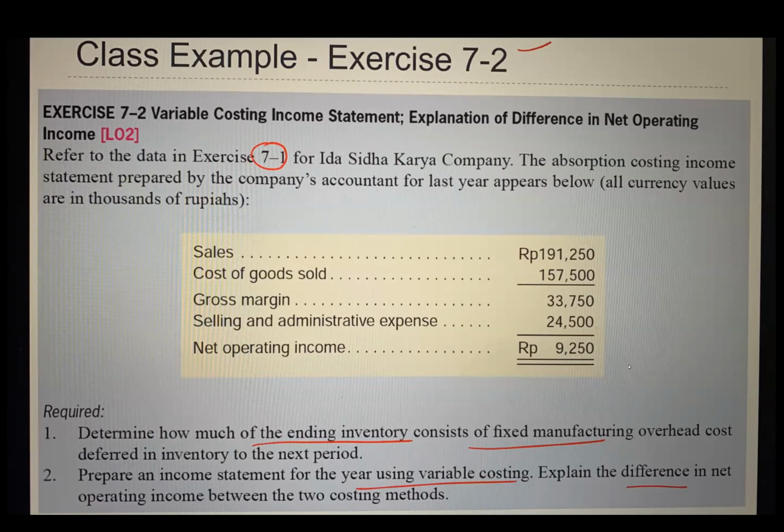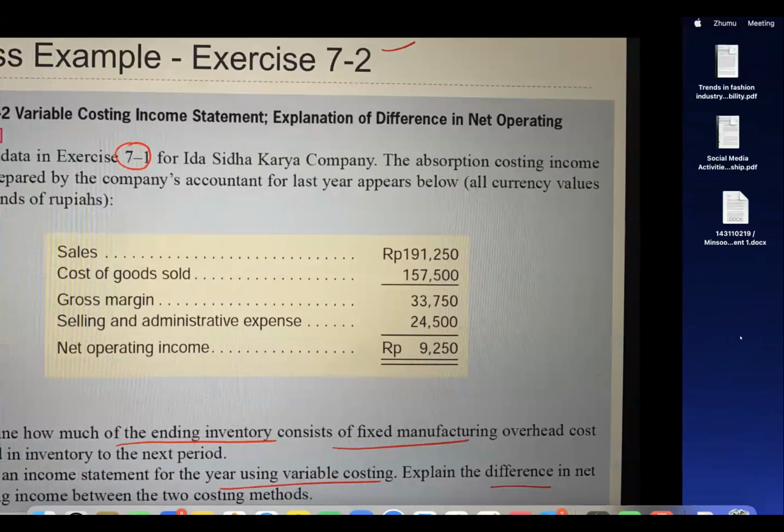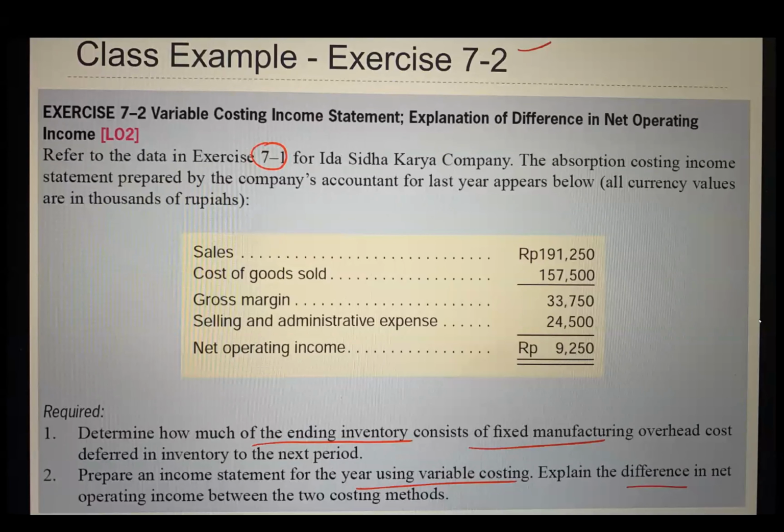I don't understand what is the numbers that link to the previous one? You mean the first question we did just now? Yes. So you need to determine how much of the ending inventory consists of fixed manufacturing overhead. So in our, can you give me the controls here, Minsu? How can I do that?